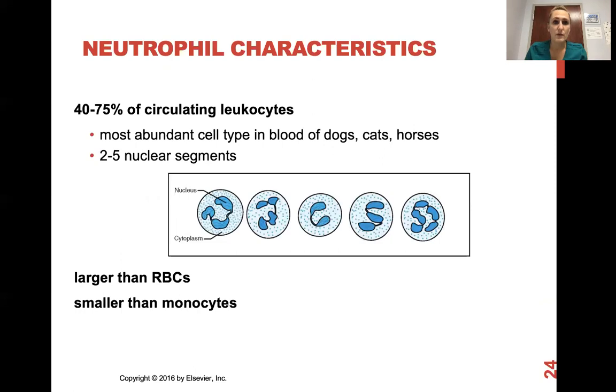So starting with neutrophils, one of the main granulocytes of white blood cells, they are 40 to 75% of circulating white blood cells total. They are the most abundant cell type for dogs, cats, and horses, which is our primary thing that we discuss in veterinary, and then the other ones are a little bit more specialty. They have 2 to 5 nuclear segments, meaning the nucleus is segmented. You can see these pictures here. It's almost like twisted off like a balloon animal, and they can be different shapes. And 2 to 5 is considered normal. They're larger than red blood cells typically, but smaller than monocytes.